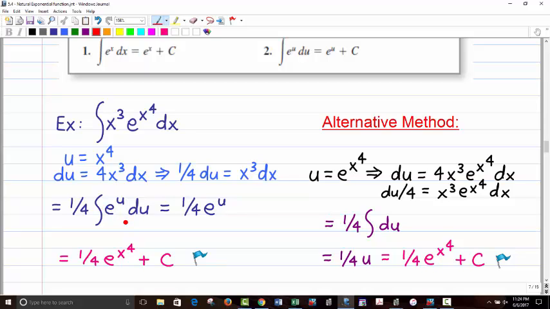I think once you get to this part, it doesn't get much simpler than e to the u du. It's probably the simplest antiderivative you can have, because you don't have to worry about doing the plus 1 over the plus 1. It's just going to be e to the u. So e to the u will be e to the u. I like that. And then replace u with what u is. So then your answer will be 1/4 e to the x fourth plus c.